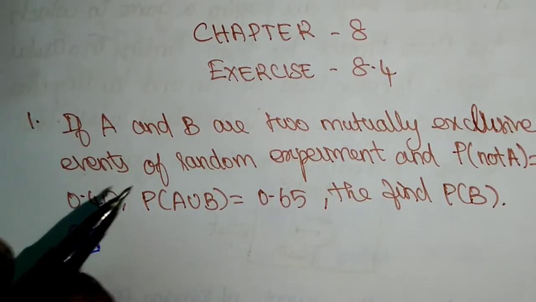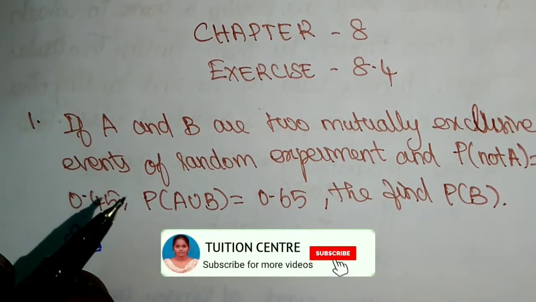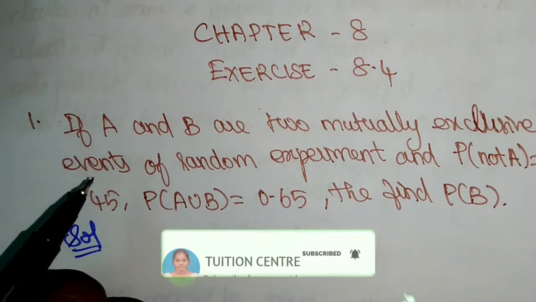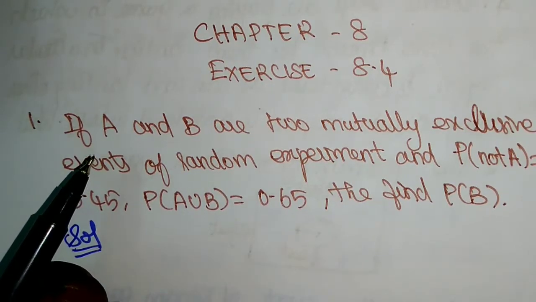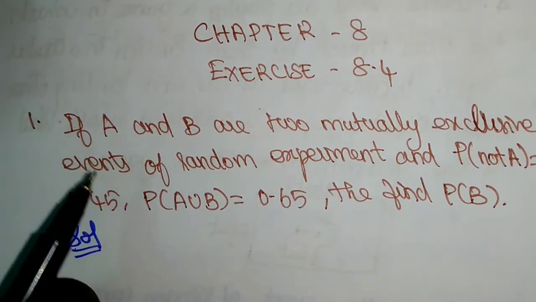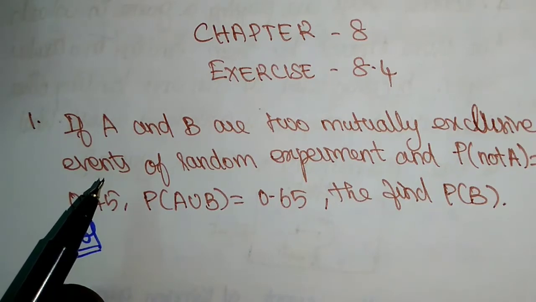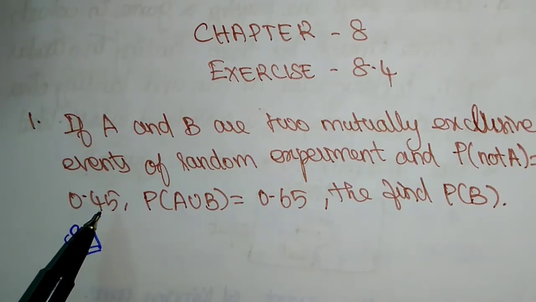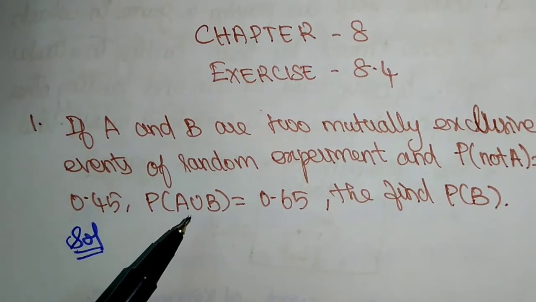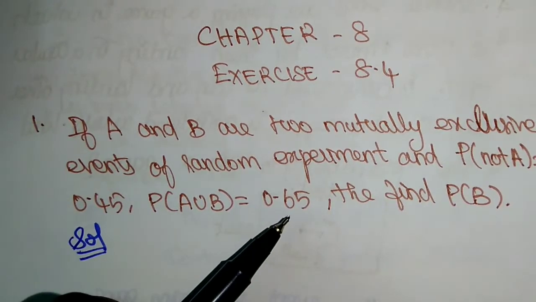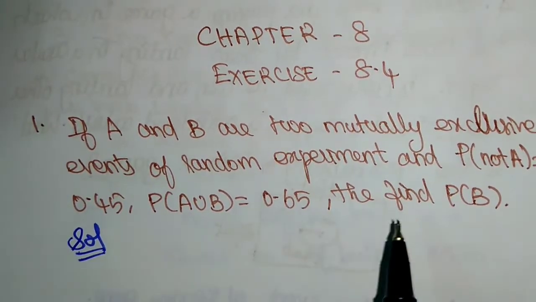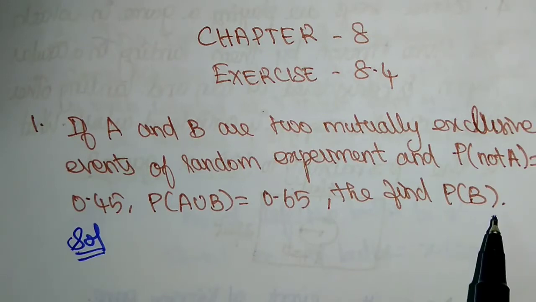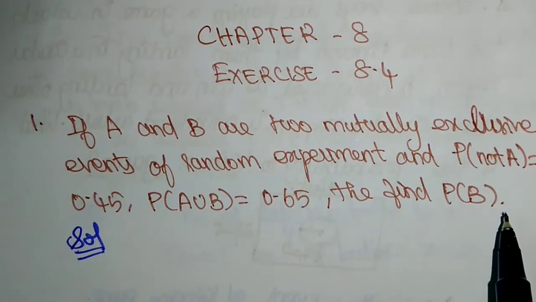Hi, today we are going to see chapter 8, exercise 8.4. Okay, the first problem: if A and B are two mutually exclusive events of a random experiment and P of not A is equal to 0.45, P of A union B is equal to 0.65, then find P of B. Okay, so probability of B we have to find.